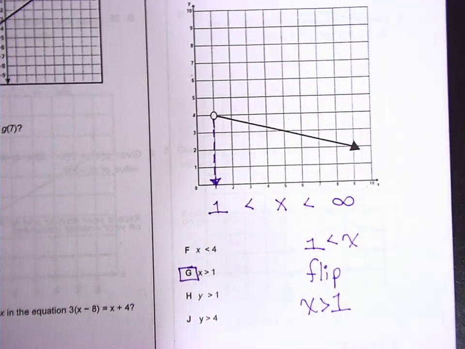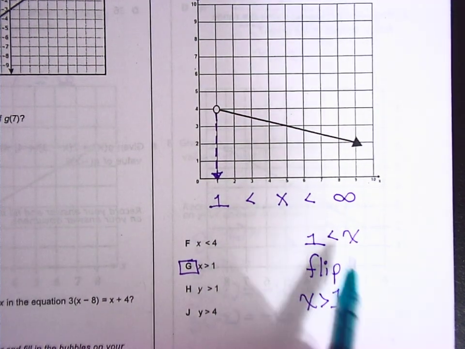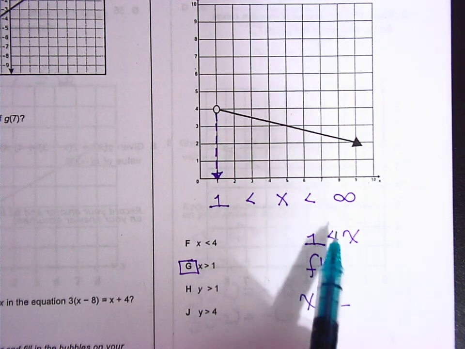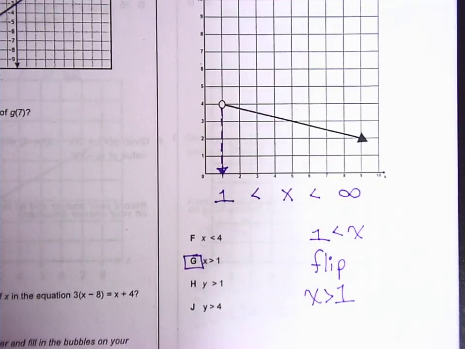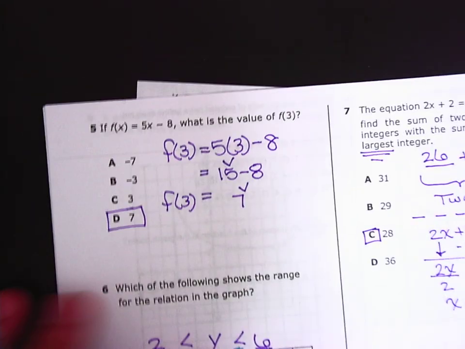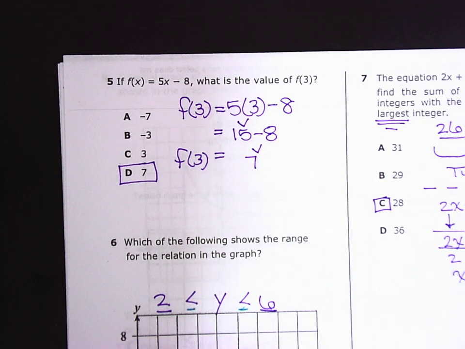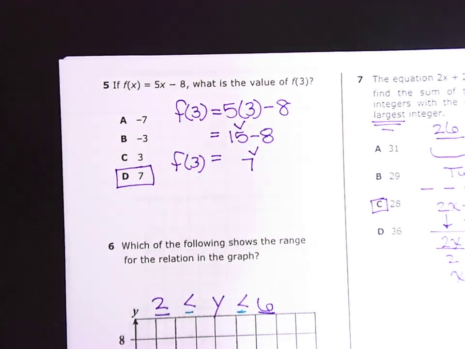But when we recite the domain with the variable, we always go variable first. So all I did was flip the direction. I put the x in front, the open mouth of the inequality symbol facing it, the greater than sign, and then the 1 comes after it. And that corresponds to choice G. Going on. Question number 5 now up here on the top. If f of x equals 5x minus 8, what is the value of f of 3? So all you had to do was substitute in 3 for x, follow PEMDAS, and we get an answer of 7.